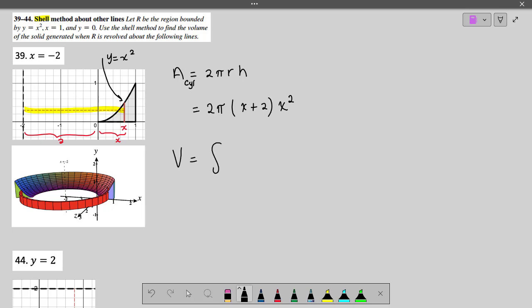So the volume will be the integral from 0 to 1, and we will distribute this x squared. That is our volume formula. All we do is integrate area with respect to x, and that's going to give us the volume of that stadium-looking thing. The 2 pi can come to the front, and we can integrate with the power rule. We add 1 and divide by the new exponent. So we'll have x to the 4th divided by 4 plus 2/3 x cubed, and that will go from 0 to 1.